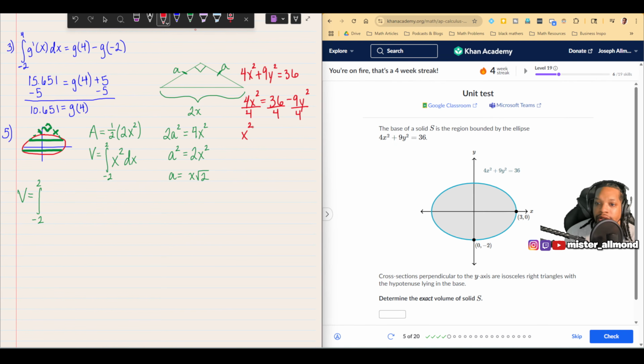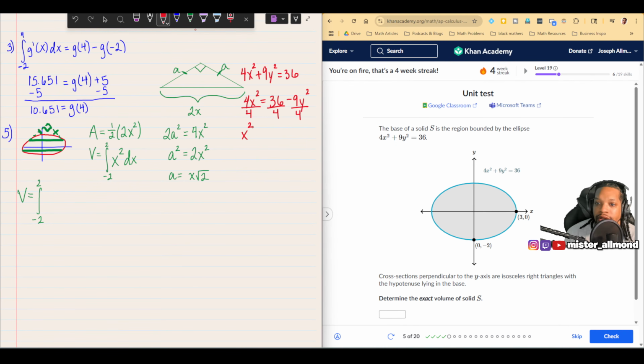All right, so I got 9 minus 9/4 y squared. That should be what I'm integrating, since it's in terms of y. So I'm going to try that. Okay, so that should be equal to 9y minus 9/4 times y cubed over 3, from -2 to 2. All right, let's see what that looks like.